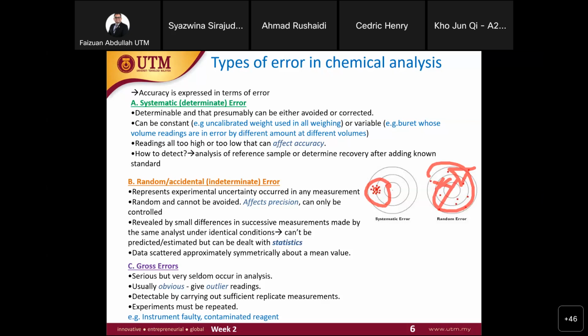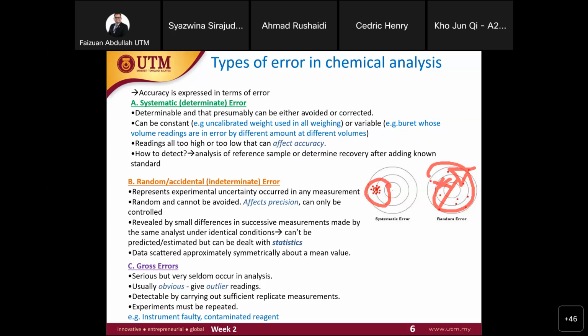Okay, now we must see some example there that by your own self. Systematic error. You understand systematic error, determinable and presumably can be either avoided or corrected. Uncalibrated weight and also uncalibrated instruments. As for example, the burette whose volume readings are in error but different amount at different volume. Okay, what else? Another example that you can give for the systematic error. If you understand, you can give some example of that.